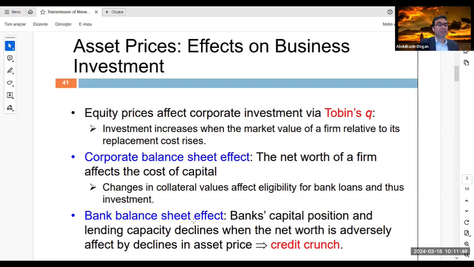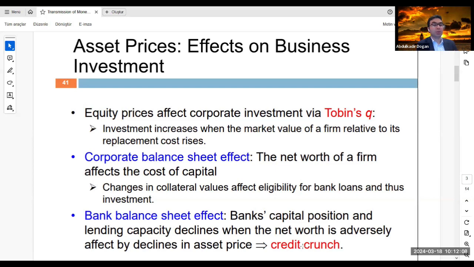Then the balance sheet effect. The bank's capital position and lending capacity declines when the net worth is adversely affected by declines in asset prices. The credit crunch. Credit crunch is this unwillingness of the banking sector to give the credit.